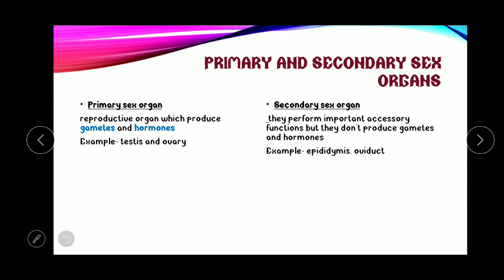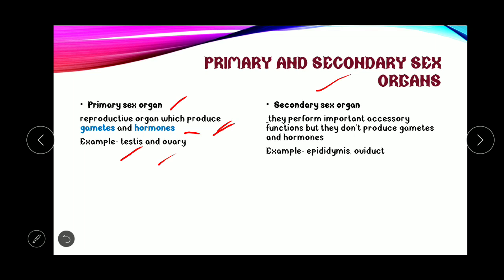So first of all, before going into the topic, we must have a brief idea about primary and secondary sex organs. Sometimes many students are confused regarding both of these. So first of all, what are primary sex organs? The reproductive organs that produce gametes and hormones. Gametes and hormones, these are two key words. So the primary sex organs are the organs that produce gametes and the sex hormones. Examples are testis and ovary.